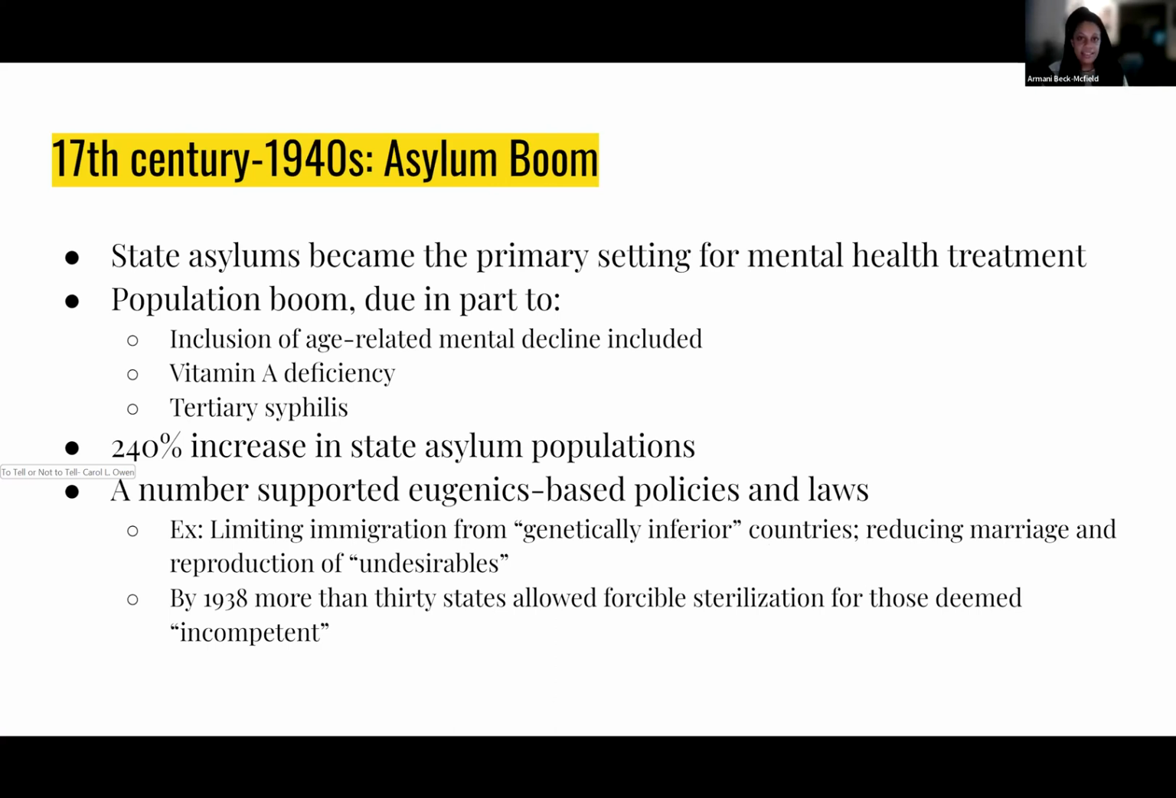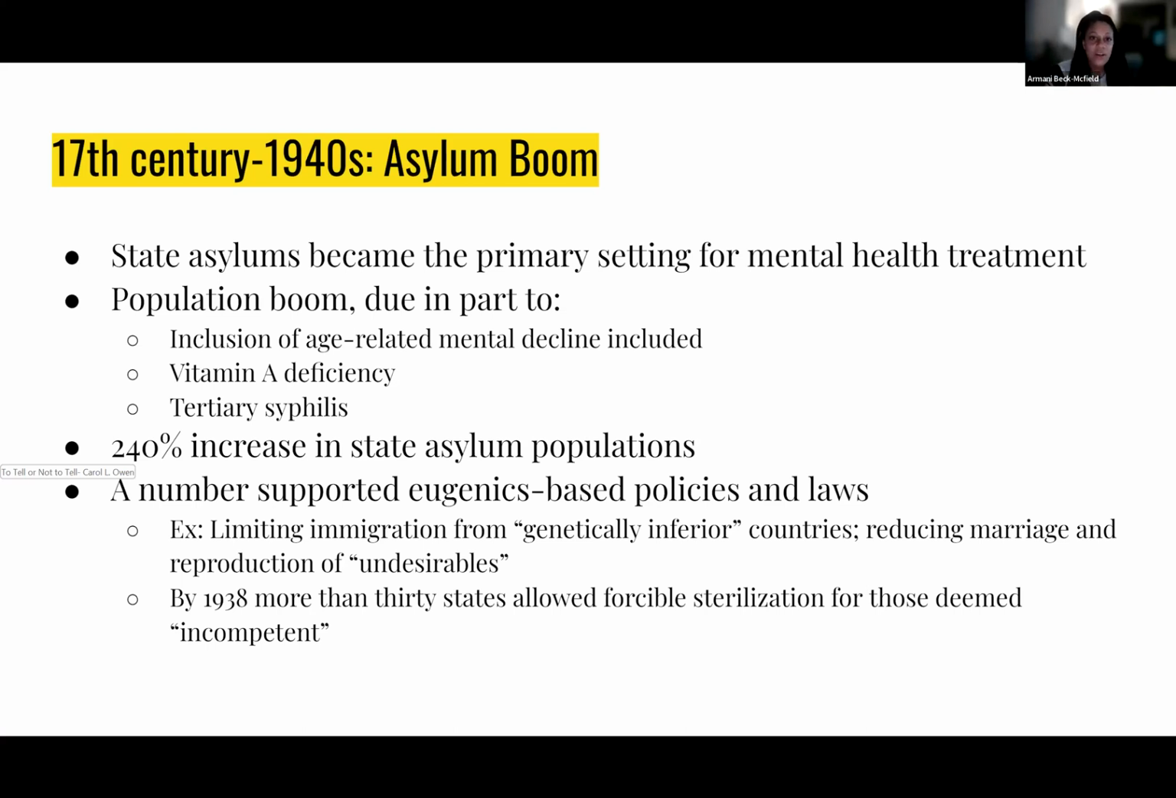Part of this is that people who were older, the elderly, were being put in asylums, not because they had schizophrenia or bipolar disorder, but because at this time, age-related mental decline, so just Alzheimer's, dementia, just losing your marbles a little bit, getting a little bit silly in your old age. They put them in an asylum for that. And so that's a whole consistent part of the population that's just going into the asylum. Vitamin A deficiency, people weren't taking their vitamins at this time. That put them in the asylum. Tertiary syphilis. Once it gets to the tertiary stage, syphilis destroys your brain. They put them in the asylum.